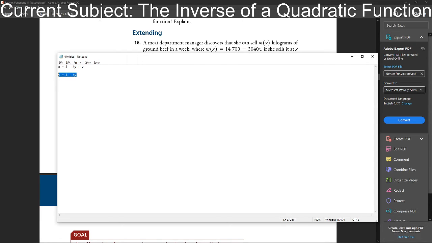When you swap x and y, you are plotting the inverse. Yeah. X plus x. Oh wait, I forgot to put power of 2 up there. Power of 2.